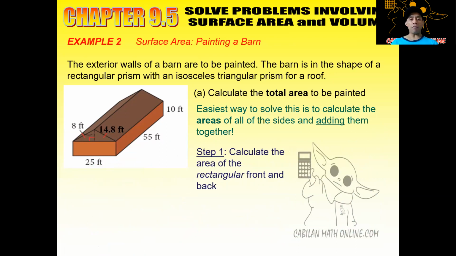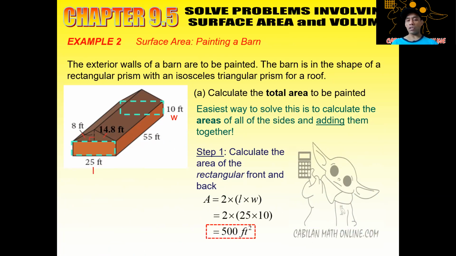Starting off with the first part here, we're going to calculate the rectangular front. The way we're going to do that is to use the basic formula for the area of a rectangle, which is on your formula sheet on the left side there. Since there's 2 faces, we're going to multiply that by 2. The length here is 25, the width here will be 10. We multiply those numbers all together, and that gives us a total of 500 square feet. So we've dealt with the 2 rectangular faces in the front.